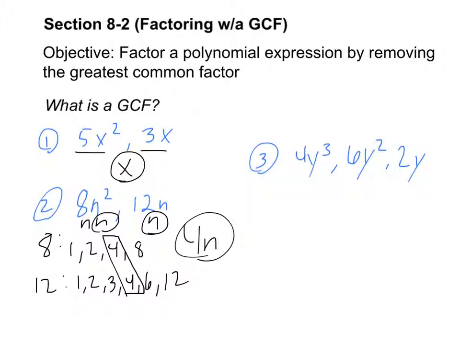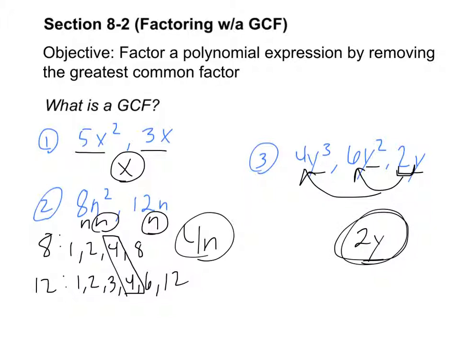Taking a look now at number 3. Well, they all share at least one y, so I know that my GCF will have one y in it. But numerically, 2, 4, and 6, here's a clue: if the lowest number can fit into the other two numbers, then that will be your GCF.